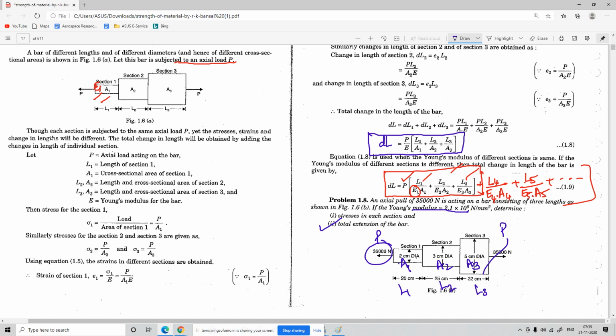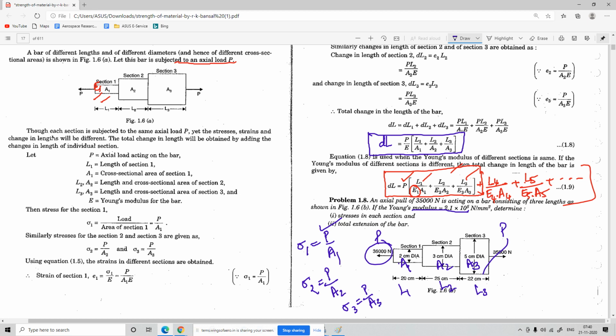And to find out the stresses in each section, how are you going to find it? Suppose for sigma 1. What is sigma? Force per unit area. So when you are finding it for section 1, force is constant, so you are going to use A1. Sigma 1 equals P by A1. For sigma 2, P by A2. Sigma 3 is P by A3.